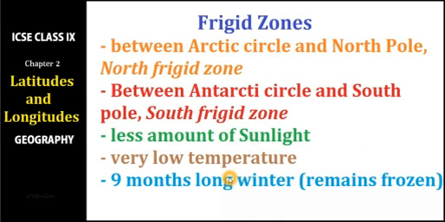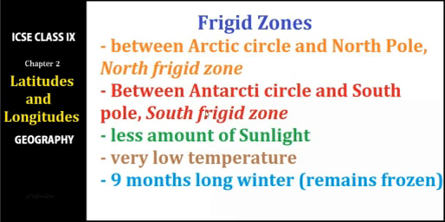Now the third zone is the frigid zone. Again, we have one in the north and one in the south. So the frigid zone in the north is located between the Arctic Circle and the North Pole. That is the north frigid zone, or we can call it the polar zone. And the other one is located between the Antarctic Circle and the South Pole, that is the southern frigid zone.